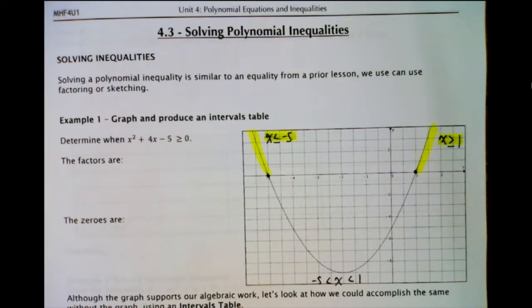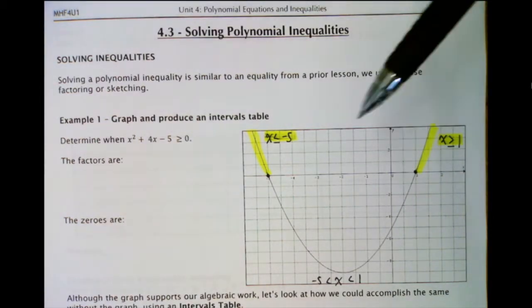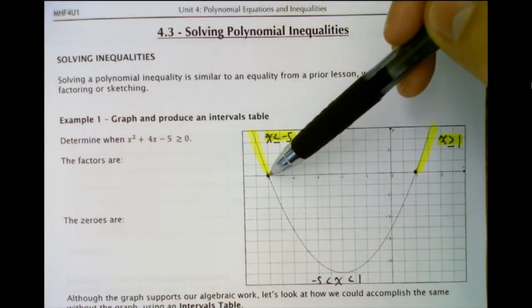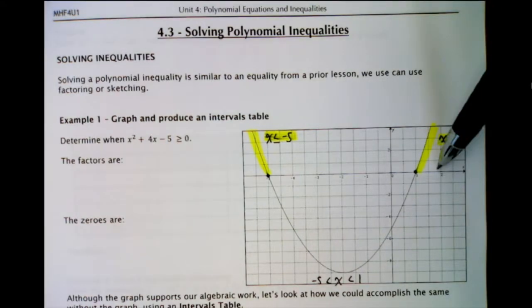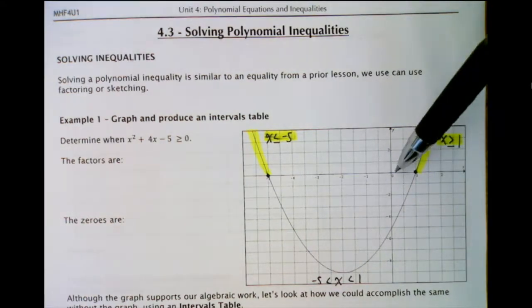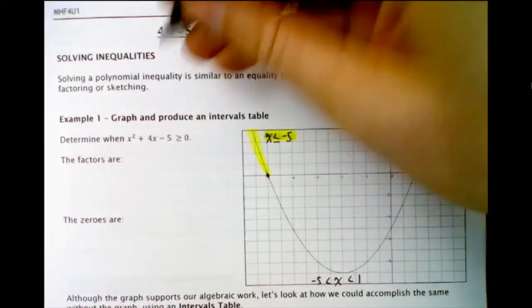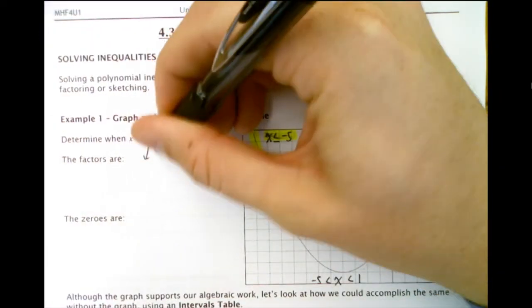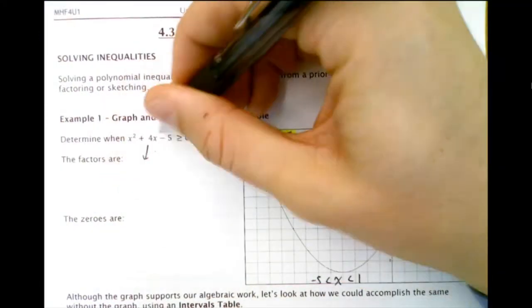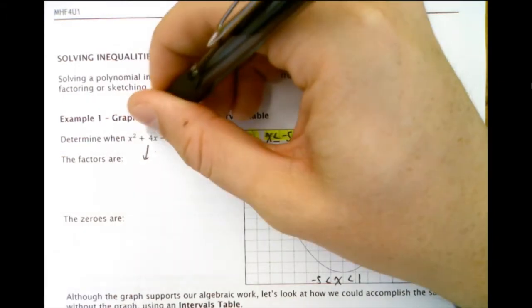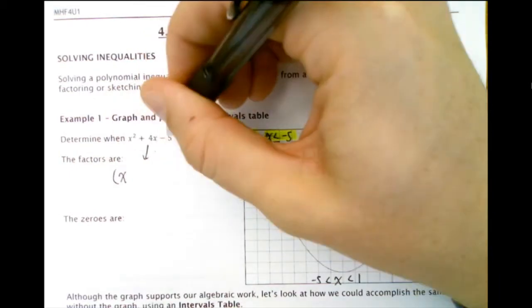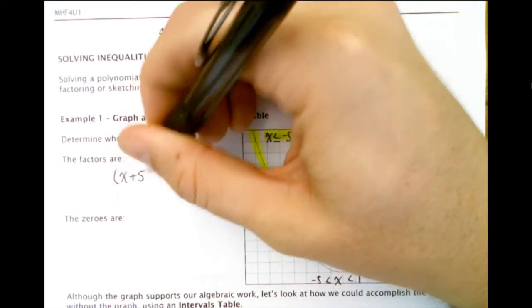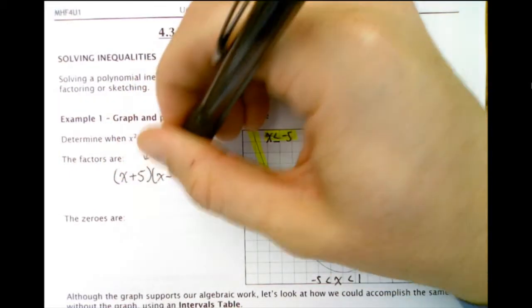How do we come up with this algebraically? Well, it starts by considering it graphically, and that we're really just looking at the intervals around the zeros or around the x-intercepts. So what are the x-intercepts? Well, the x-intercepts come from the factors. So if we were to factor this, we would look for numbers that multiply to negative 5 and add to 4 because this is a simple trinomial. And we could factor it by saying those numbers must be plus 5 and minus 1.